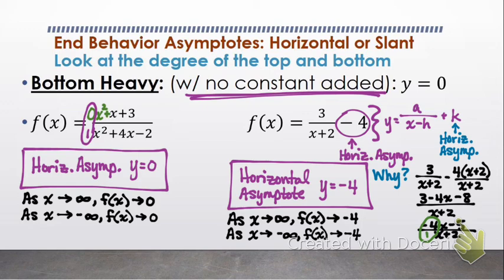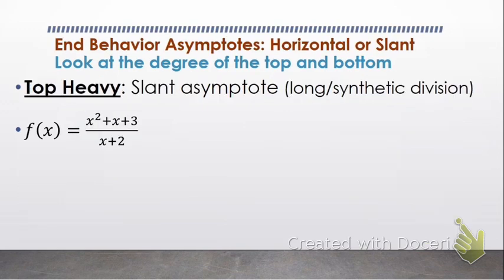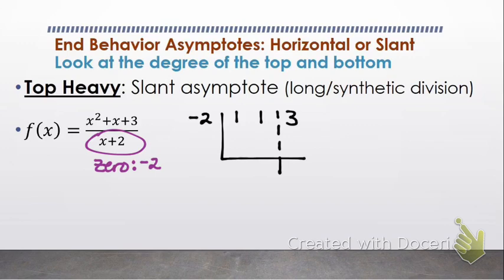All right, absolute last possibility, save the best for last, when we have slant asymptotes. We're going to use long or synthetic division to figure out where our slant, where our oblique asymptote is here. So the 0 of my denominator is negative 2. I'm going to divide the numerator by that. I've decided to use synthetic division here, so I'm going to drop my first coefficient and then multiply and add. That's going to give me negative 1. And then again, I multiply and add, and that's going to give me 5. That's my remainder, but what I'm really after is this right here.